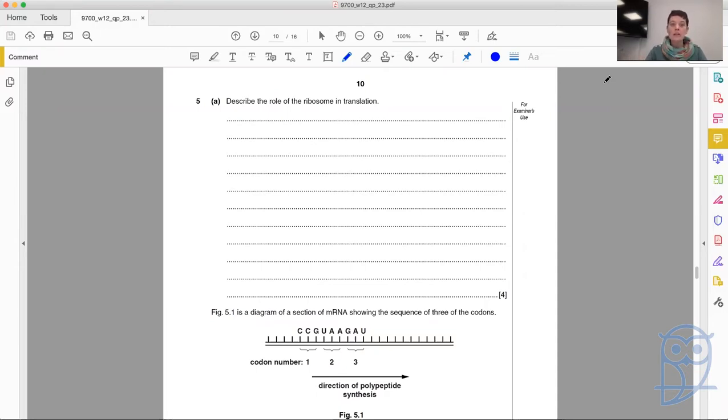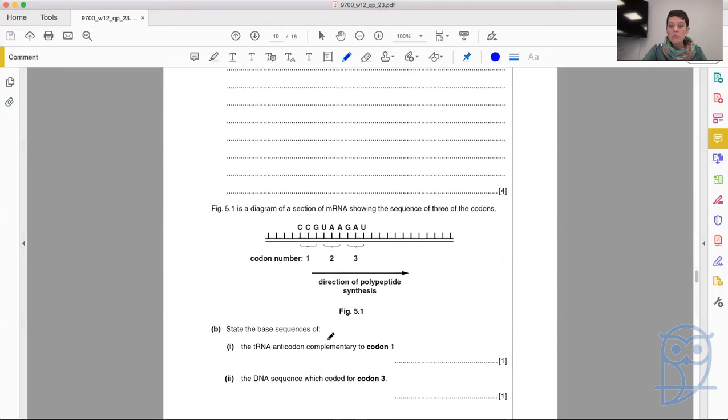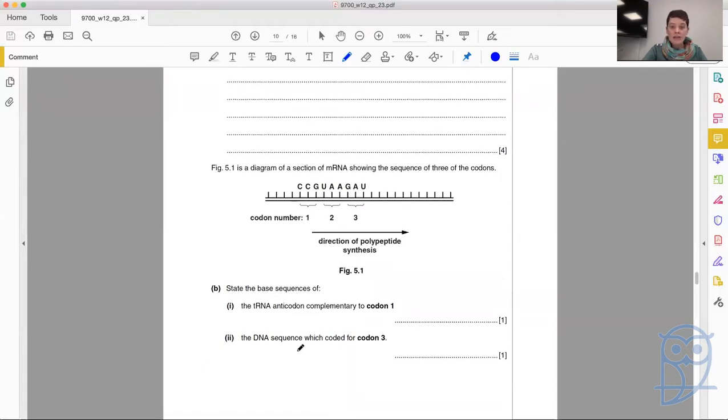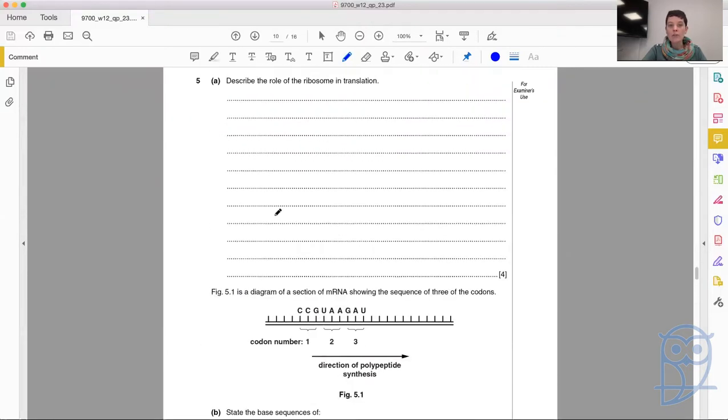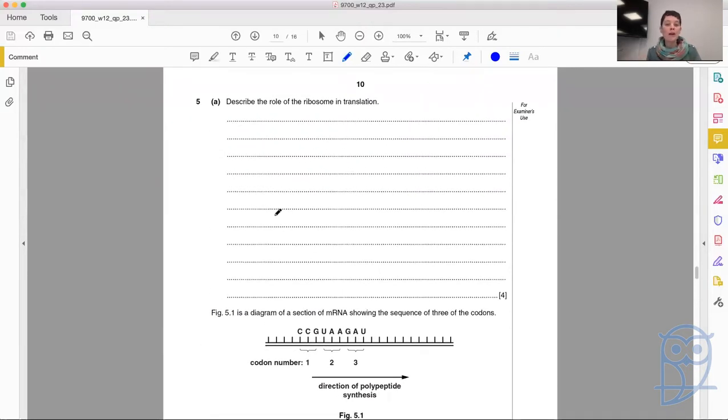So starting here, we have a question. It's question 5 from Winter 2012, paper 23. The question starts out with the role of the ribosome, then looks at DNA and goes through to then ask about mutation. So starting from the very beginning, describing the role of the ribosome in translation. We're going to run through this one relatively quickly so we can discuss the mutation ones and see if we have time for a few more questions as well.